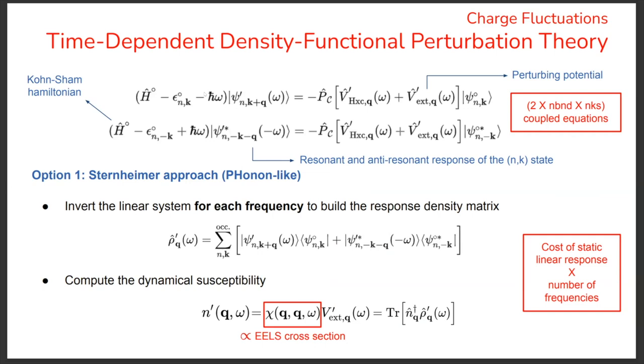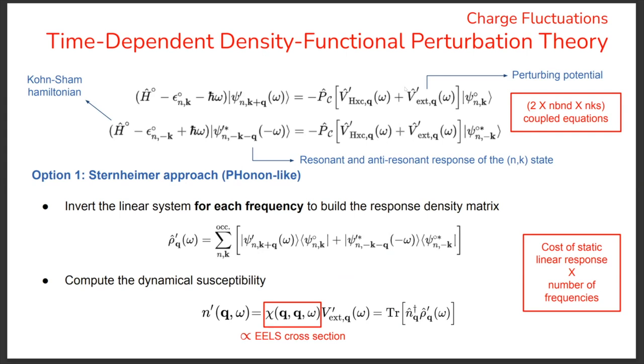Here you have this frequency. These are the response orbitals at a given frequency, and on the right-hand side of the equation you have the perturbing potential. So this V' ext q omega is your external field with a given wave vector and a given frequency, that in the case of charge excitations, for example, will be a scalar potential with a given frequency and momentum transfer. This V' xc is how the exchange-correlation potential you use reacts to linear order to this potential.